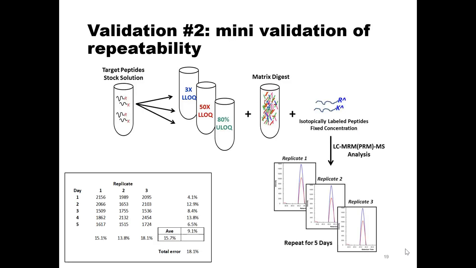Experiment 2, you would take the solution of peptides, your standards that you have. You would do 3 times the lower limit of quant, 50 times, and 80% of the ULOQ, the upper limit of quant, if your system has them. For an upper limit, you have to have a saturation, so if you're on an Orbitrap, you might not ever actually hit saturation. The idea here is we assess pretty much the lowest thing we can quantify, something in the middle, and something at the very high end that we can quantify.